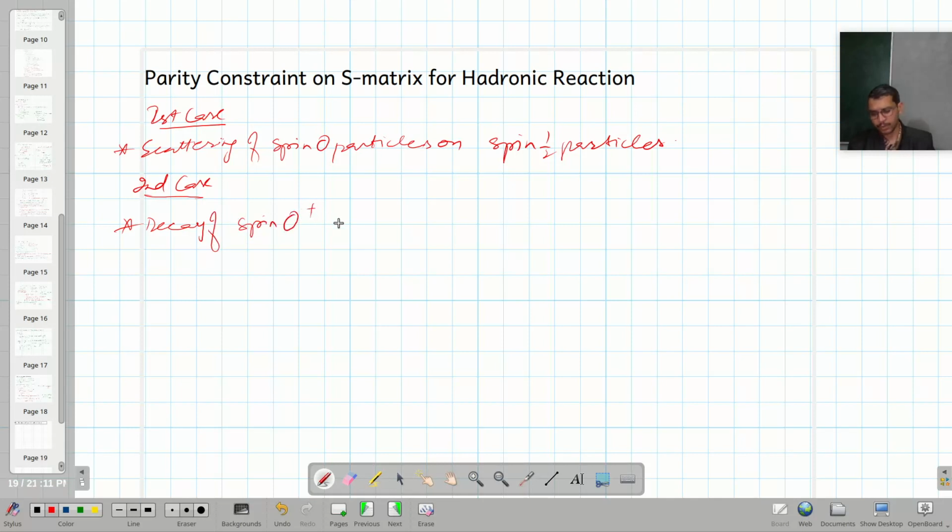spin 0 particle into the spinless particles, right? So spin 0 particle decays into 3 particles. So I will talk about it in the second case. So first of all, let me discuss the first case.